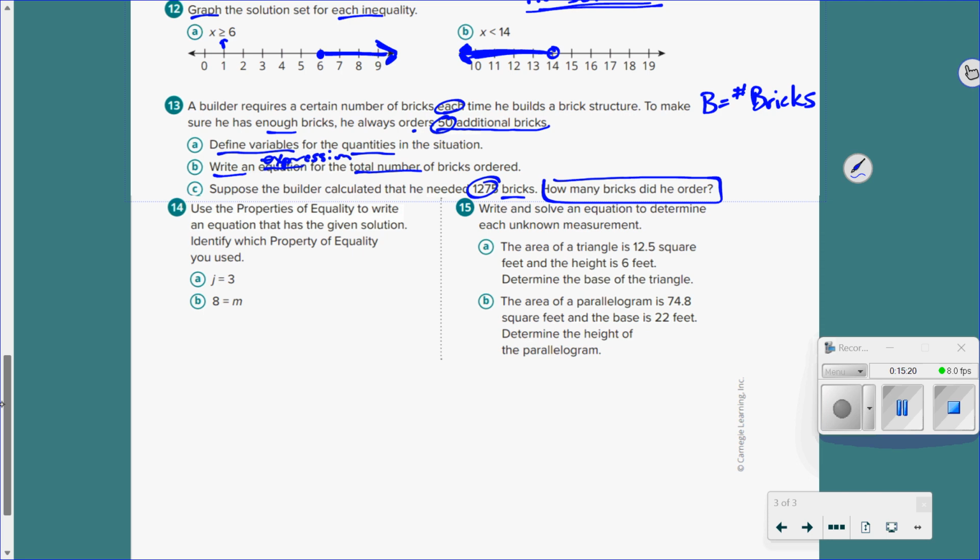For our last two, use the properties of equality to write an equation that has the given solution. Identify which property of equality you use. So they gave you a solution, and they want you to write any equation you want out of it.